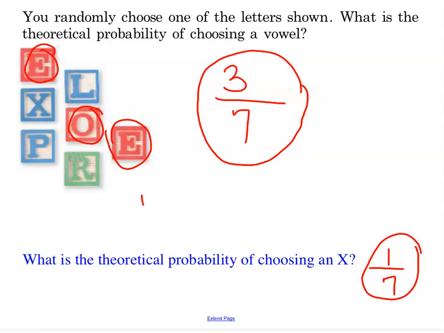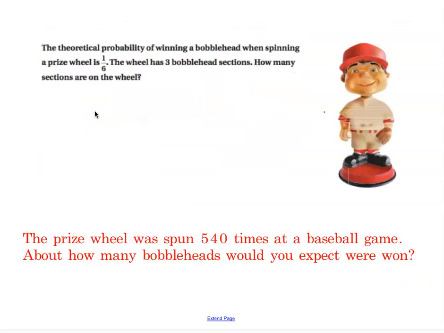Now, if I were to choose 14 times, the chances of me getting an X, if it's 1/7 of the time, 1/7 of the 14, I should get an X twice, okay, theoretically. So like I just explained, this is another explanation.